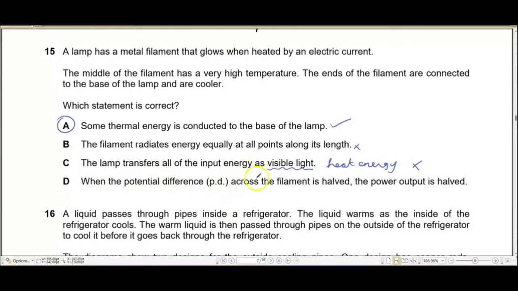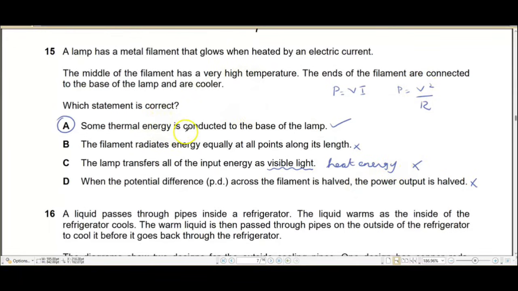D, when the potential difference, PD, across the filament is halved, the power output is halved as well. Now you are familiar with the formulas of power. This one you are very familiar with. The other formula for power is V squared over R. So you see that according to this formula, if the PD is halved, the output power will be quartered. It won't be halved, because it's V squared and not just V. So this also is not applicable.